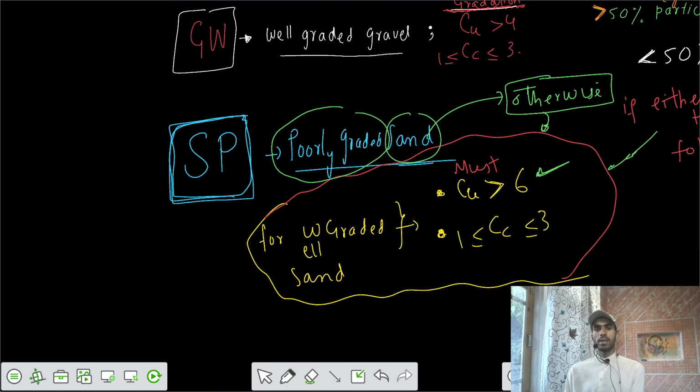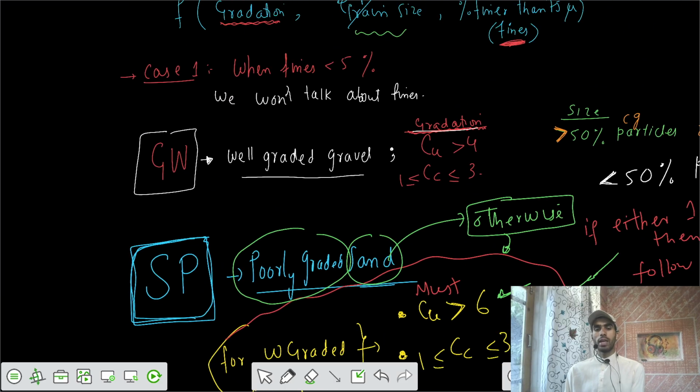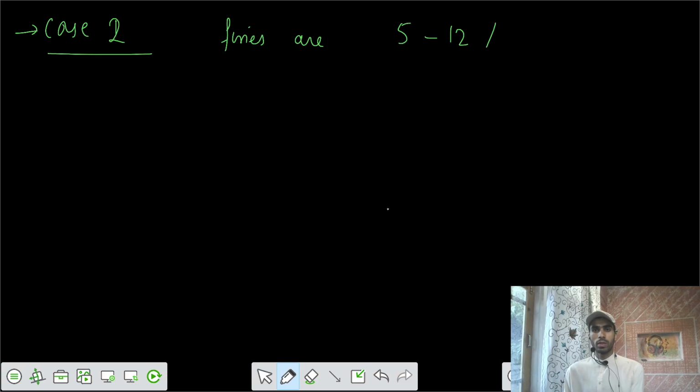Let's talk about the second case, case B, when the finer percentage passing 75 micron is in the range 5 to 12%. This one we call a borderline case.